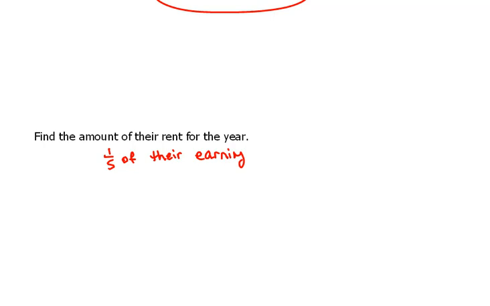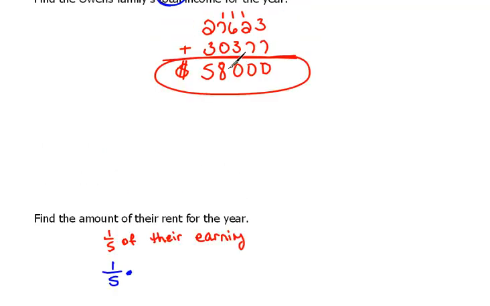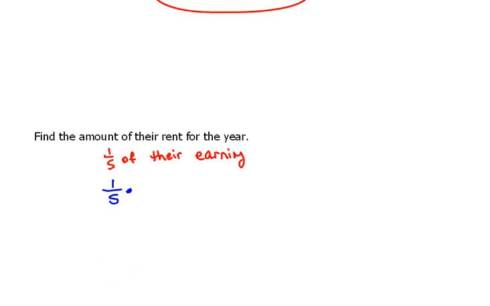Well, if you'll remember, 1/5 of means 1/5 times. And their earnings we just found in the previous problem to be 58,000. So we would want to multiply by 58,000, which is their total earnings. And because this is a whole number and we'd really like to see the fractions, let's put that over 1 so we can see the numerator and the denominator. And then we will begin to cancel.